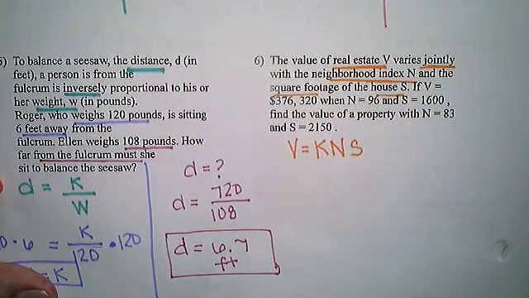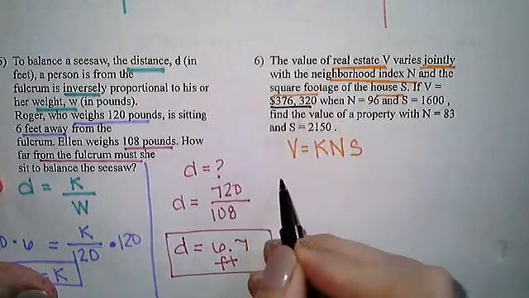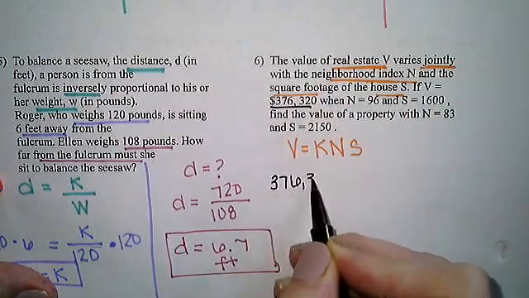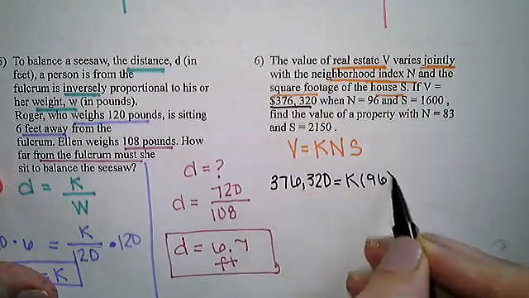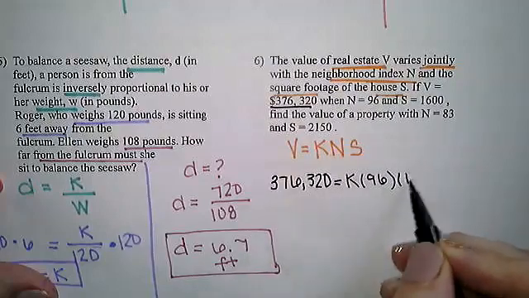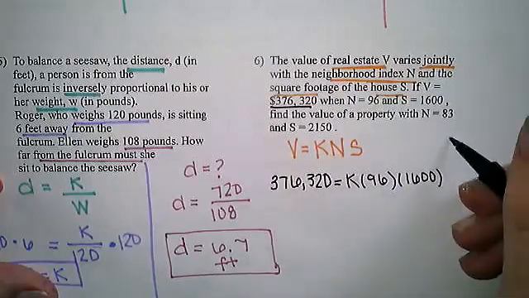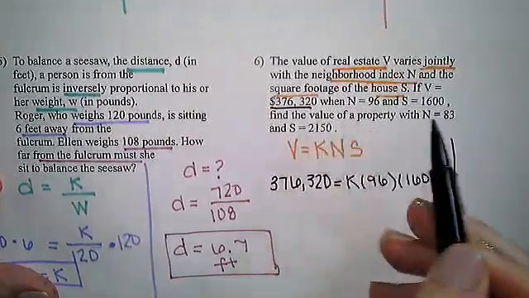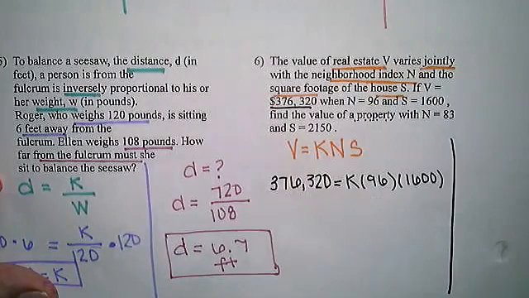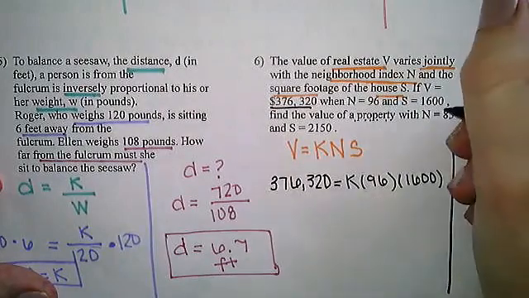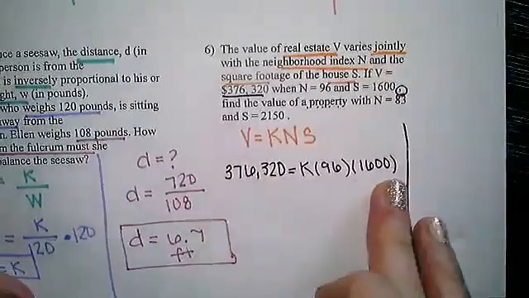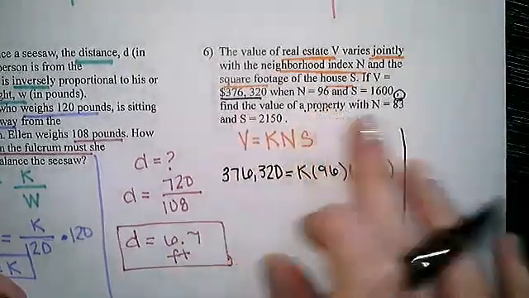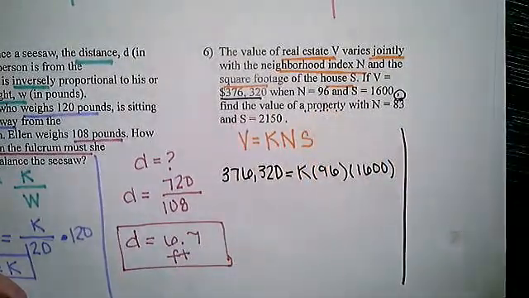So we want to use the first numbers they give us here. So they say if V equals 376,320, when N is 96, so just plugging it in where you see it, and the square footage is 1,600, find the value of the property, et cetera. Okay, so when it starts saying like comma or find this, you want to focus on solving for K first because we have enough information, and then we can go on to solving for V for the next one.